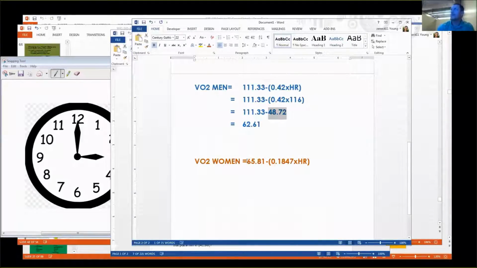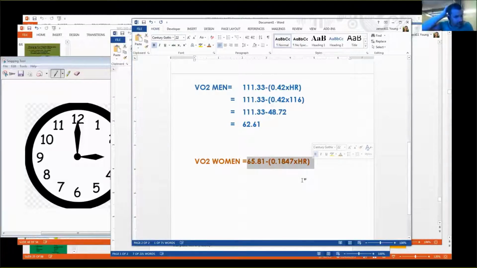For the women, same thing, same actions you perform, but the formula has slightly different numbers. Okay, same functions, slightly different numbers.